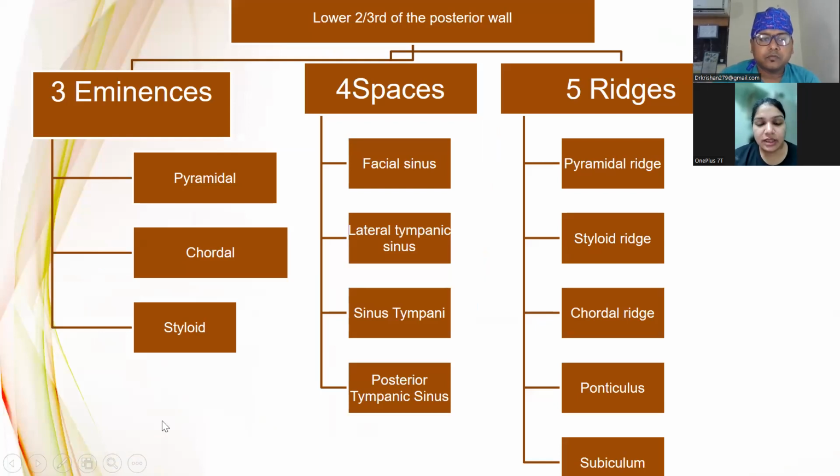The lower two-third of the posterior wall consists of three eminences, four spaces, and five ridges. The eminences are the pyramidal eminence, caudal, and the styloid. Four spaces are the facial sinus, lateral tympanic sinus, sinus tympani, and the posterior tympanic sinus. And the five ridges are the pyramidal ridge, styloid ridge, caudal ridge, ponticulus, and the subiculum.